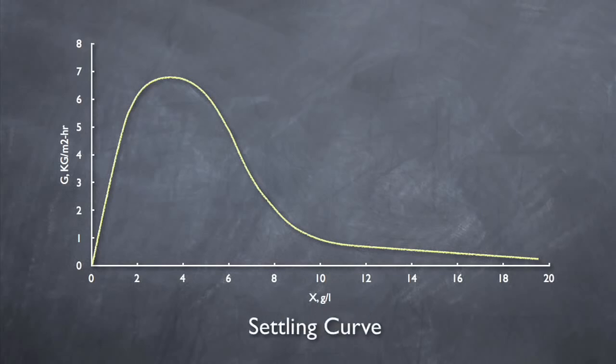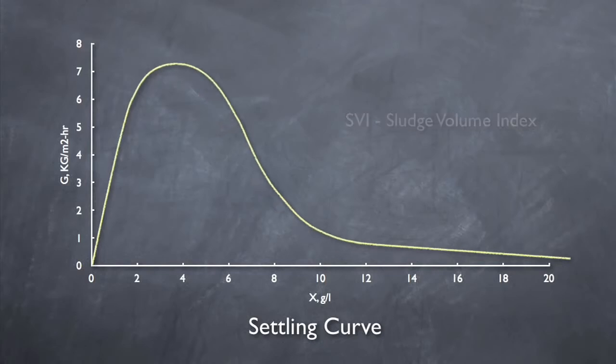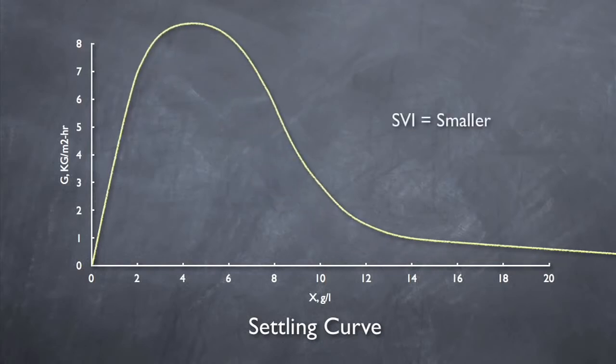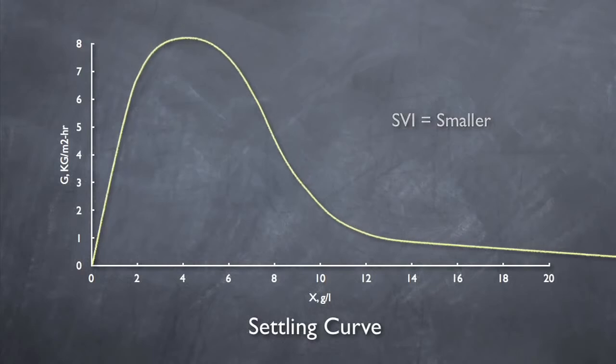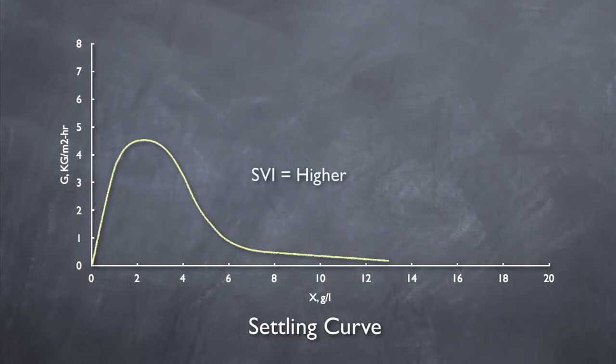The first component is the settling curve. This curve is developed by performing velocity settling tests at various concentrations of mixed liquor on site. However, empirical equations based on the sludge volume index, SVI, have been developed and are plenty accurate for using in deriving this curve. A smaller SVI, which represents faster settling, results in a larger settling curve. A higher SVI, which represents slower settling, results in a smaller settling curve. So what does it matter if the curve is larger or smaller? Well, we'll find that out in a minute.